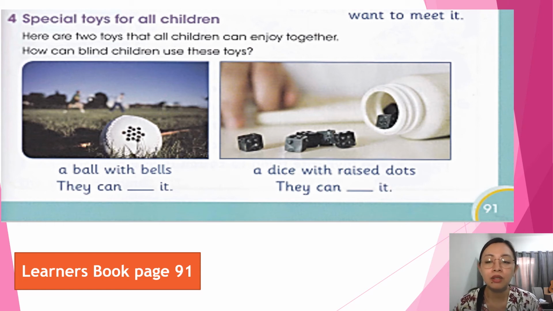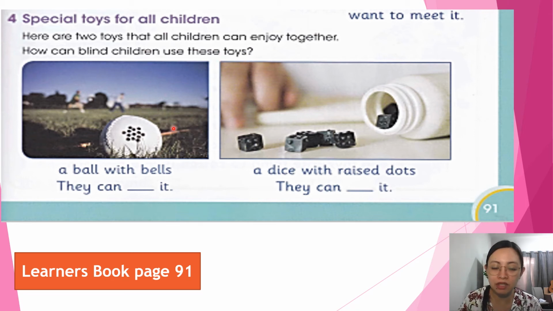So, you know, kids, there are some kids also who are blind, which means that they cannot see things. But there are special toys for all children. Okay, so even though they are blind, they can still play. So here are 2 toys that all children can enjoy together. How can blind children use these toys?